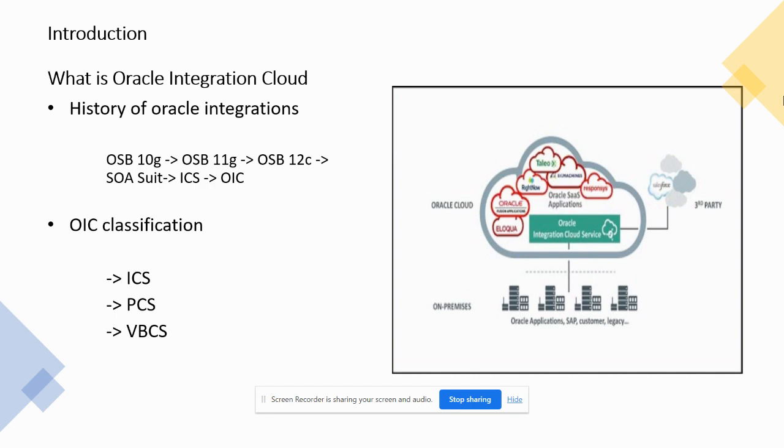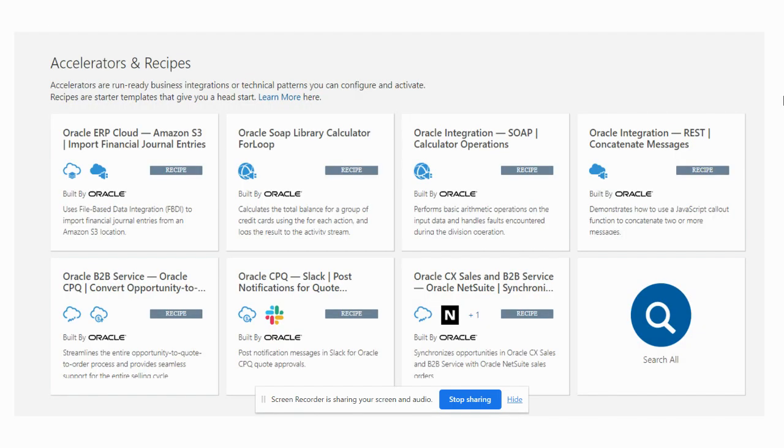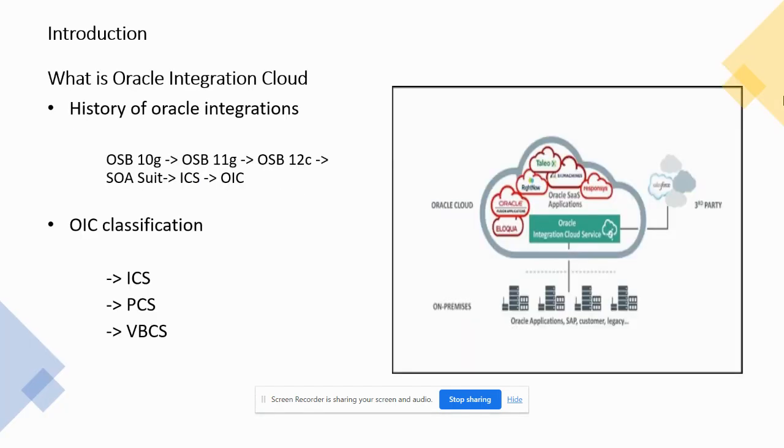So ICS is one of the parts. What is OIC? OIC is a classification of three integrations. The first one is Integration Cloud Service, the second is Process Cloud Service, and the third one is Visual Builder Cloud Service. So the difference between ICS and OIC is that ICS is one of the parts of OIC. Oracle introduced three technologies, and ICS is one of them.